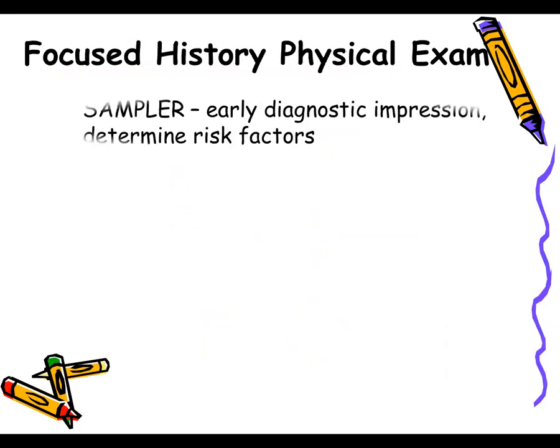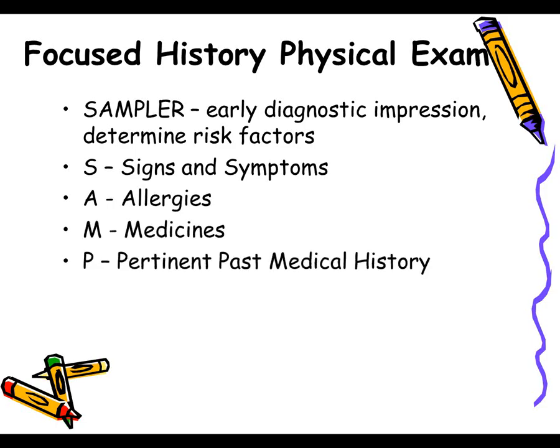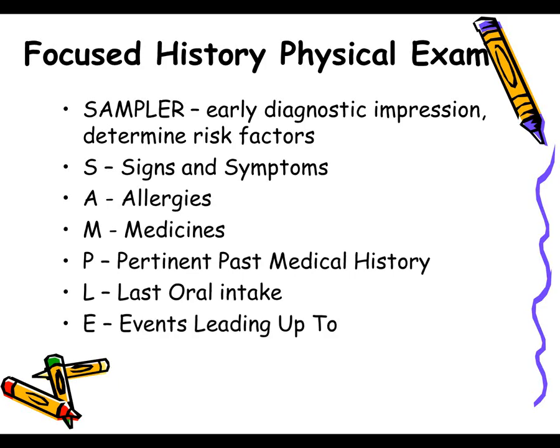Now, our focused history and physical exam begins with SAMPLER. And SAMPLER is an early diagnostic impression, and you also look at risk factors. Does my patient have any risk factors for heart disease? The S is signs and symptoms. The A is allergies. M is medicines. P is pertinent past medical history. L is last oral intake. E is events leading up to this call. And then R is the risk factors, where we're actually considering, does the patient have any risk factors for heart disease?